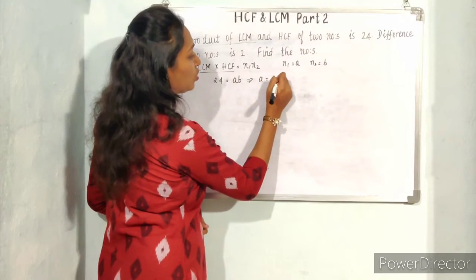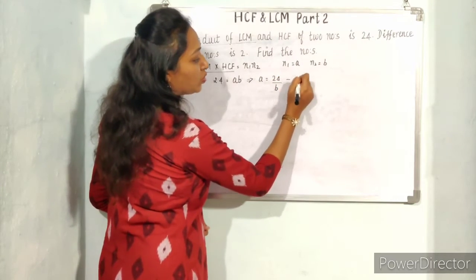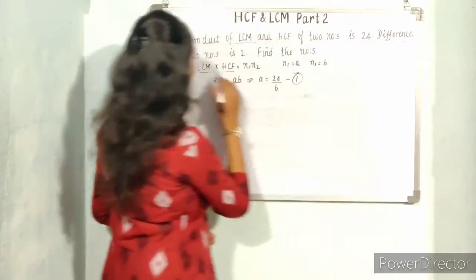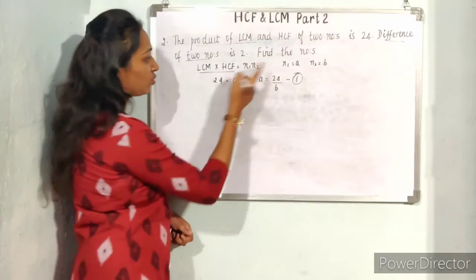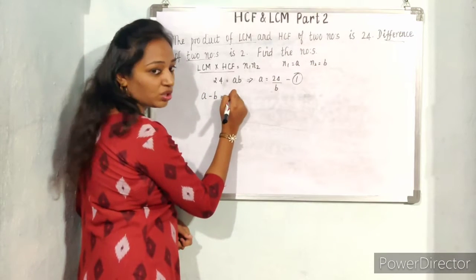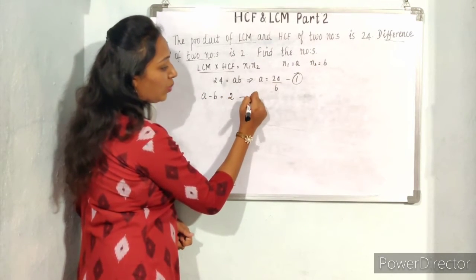So A is equal to 24 divided by B. Keep this as equation 1. The second part: the difference of the two numbers is 2. So what are the two numbers, A and B? A minus B equal to 2. This is equation 2.